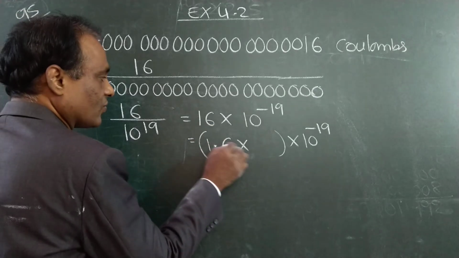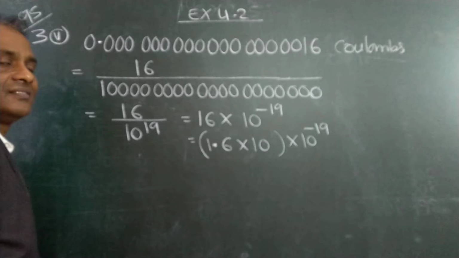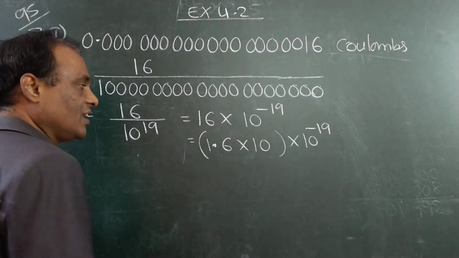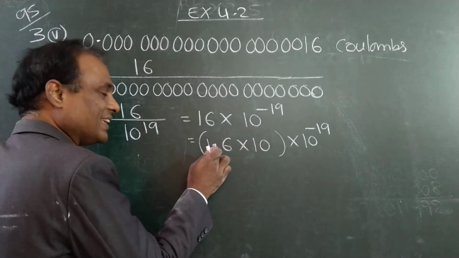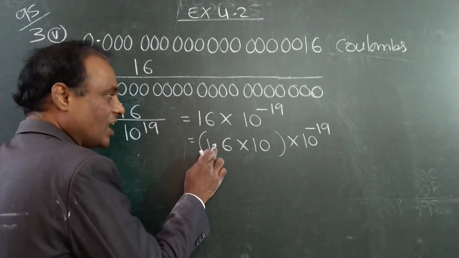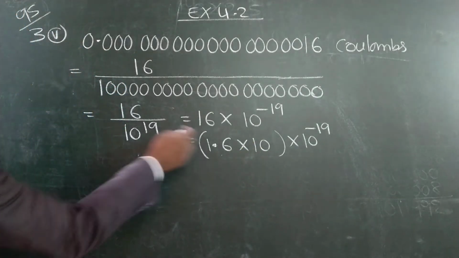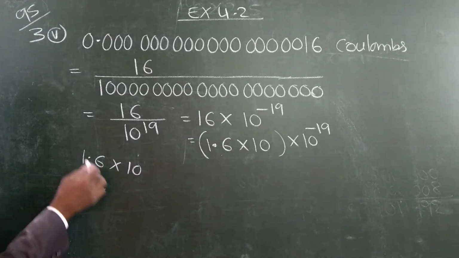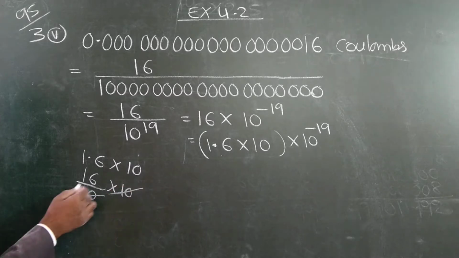16 can be written as 1.6 into 10. 1.6 into 10 is 16. After decimal, one digit. I am forcefully keeping the decimal here. If I am writing the decimal, after decimal one digit means I have to write 10 here. 1.6 is 16 by 10, after decimal one digit means 10, so 10 cancels 16.